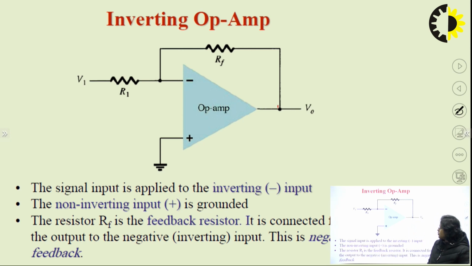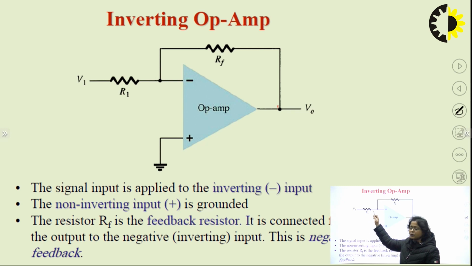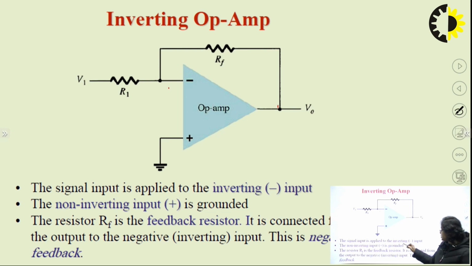So if we ground the positive terminal and apply the input to the negative terminal, then it is called an inverting op-amp. We use two resistors, one to apply the input to the op-amp and one resistance between output and the negative input terminal as feedback resistance. So here the signal is applied to the inverting terminal, the non-inverting terminal is grounded, and the feedback resistance is used between output and the negative input terminal.